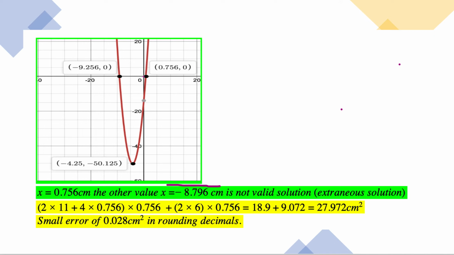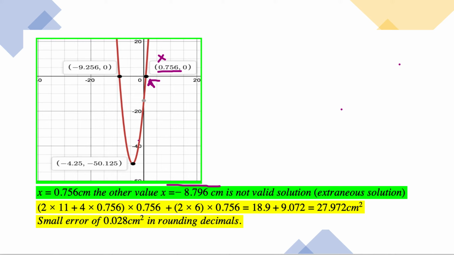But because this is a real world situation, we are getting just the positive value, and one of the x's is here, 0.756 centimeters, and y is 0 at this point. So this is one solution. Another solution is negative, but we are rejecting the negative solution because in a real world situation, usually we take just the positive value. And x is 0.756 centimeters. So this is the width of the metal frame.